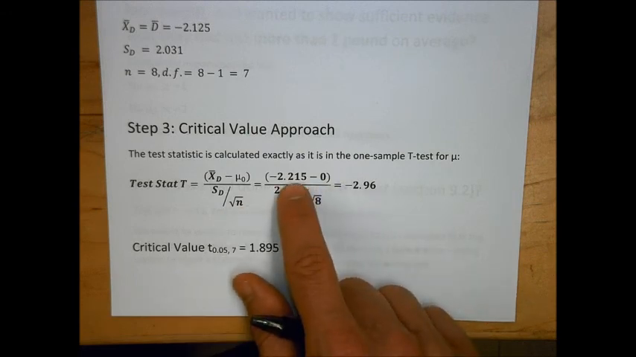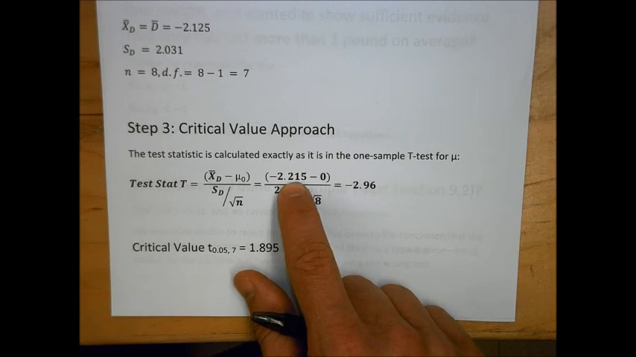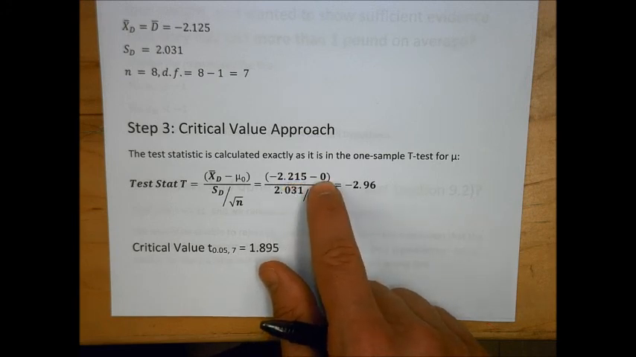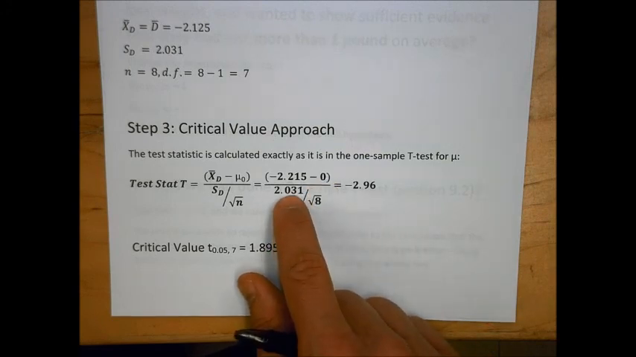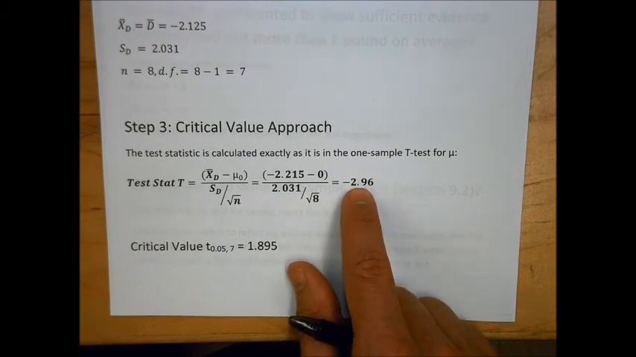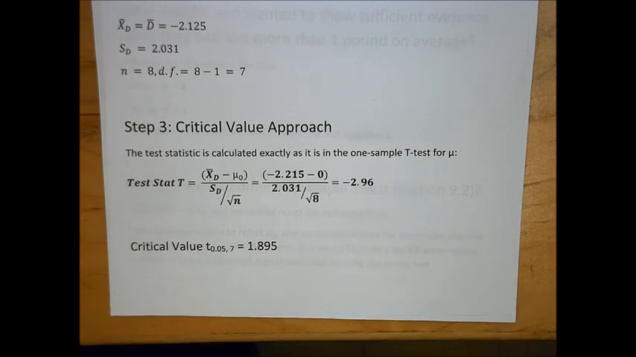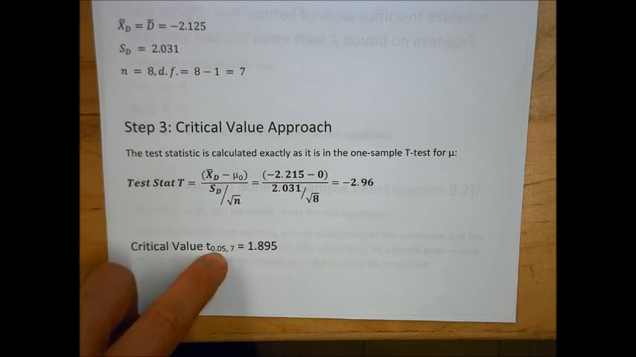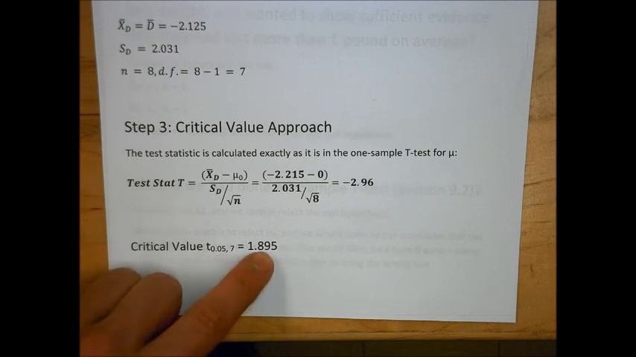Here are the numbers from the problem. The observed weight loss on average, 0, which represents the hypothesized weight loss if no change was made, and then the ratio of the sample standard deviation to the square root of the sample size. Be sure to calculate the same test statistic that I did at negative 2.96. The critical value in this case for a 5% level test will come from the 5% one-tailed column of your t-chart in the 7th row for 7 degrees of freedom. Find the number 1.895 to be sure you know where that comes from.